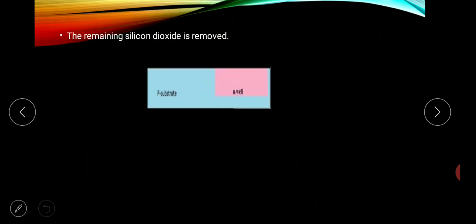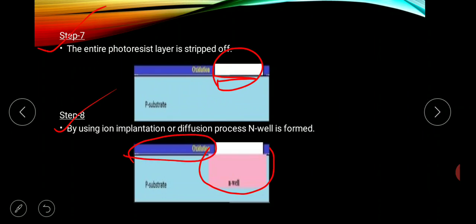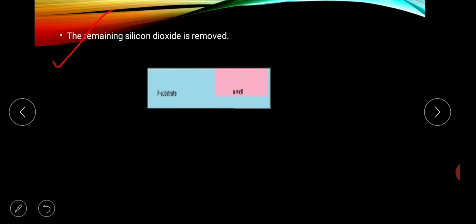The last step: the remaining silicon dioxide is removed. After the formation of the N well, the other silicon dioxide regions are removed. In this class we only discuss the formation of the N well, but in the next class we will explain in detail the fabrication of CMOS using an N well on a P-type substrate.